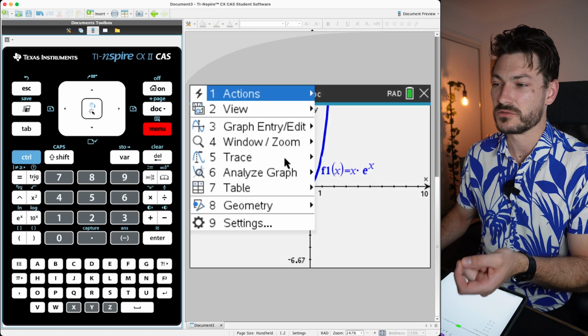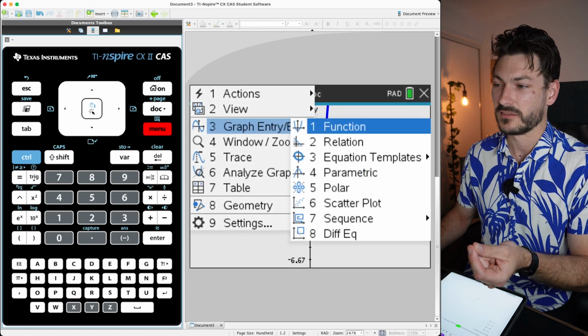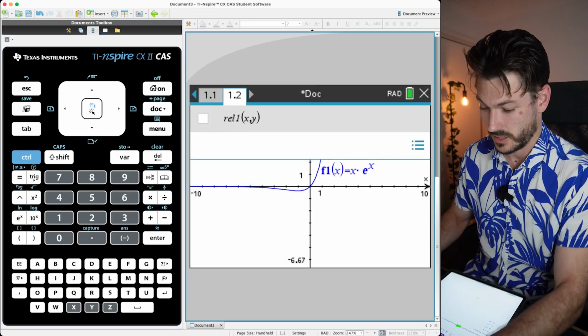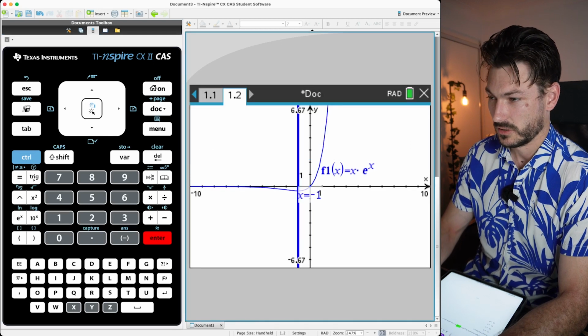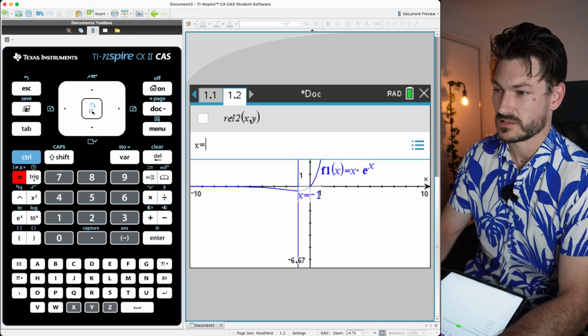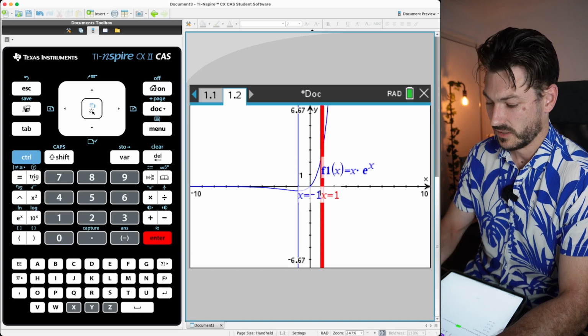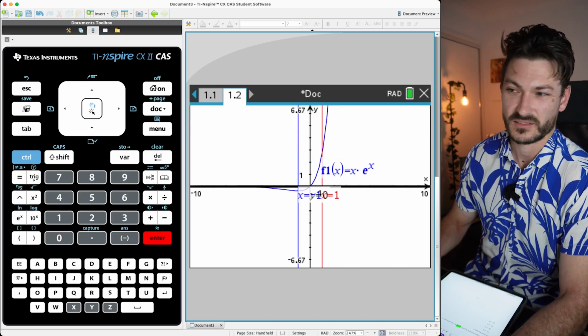So what you have to do is click menu, graph entry edit, and then select relation. Then you can type in x equals negative 1. You can press tab to go back to the most recent entry, x equals 1 as well. And I also want y equals 0 because that's the x-axis.